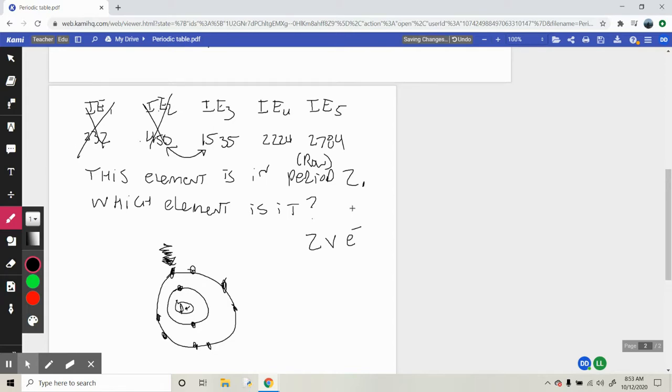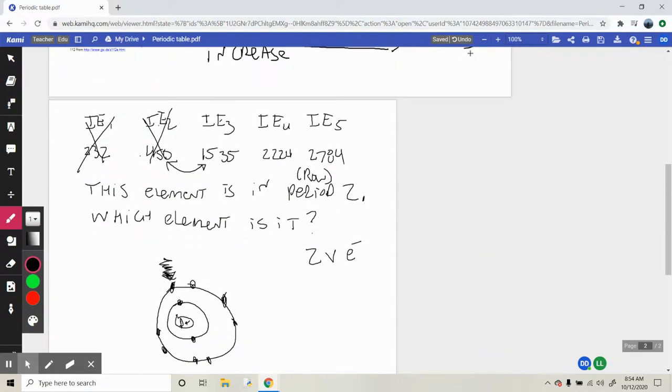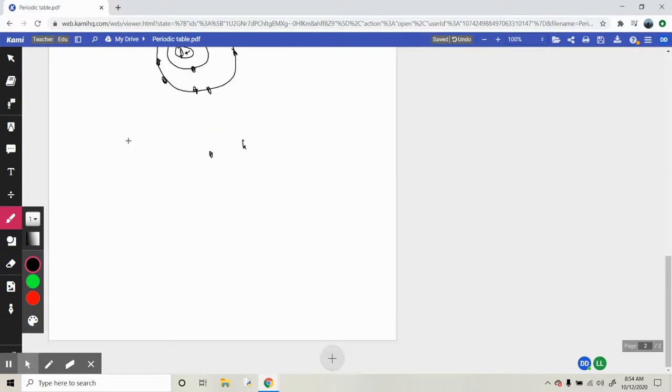Well, if we go back up, period 2 is row 2, and remember these guys have 1 valence electron, 2 valence electrons, 3, 4, 5, 6, 7, 8. So period 2 with 2 valence electrons, it had to be beryllium. Okay, let's do another one like that real quick, and then we'll be done. All right, let's just go down.